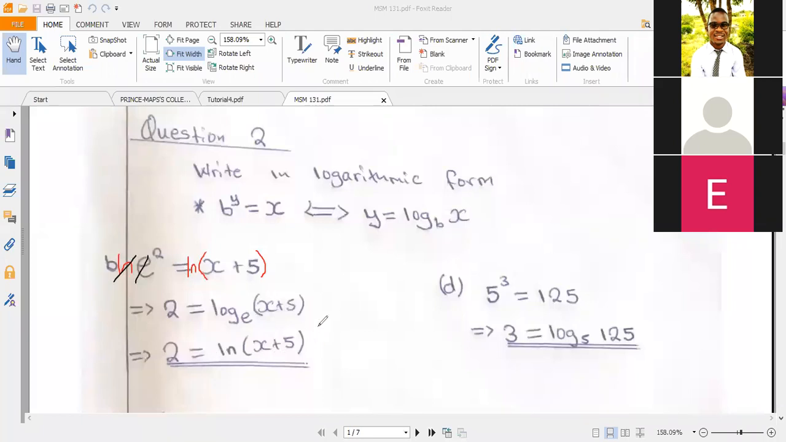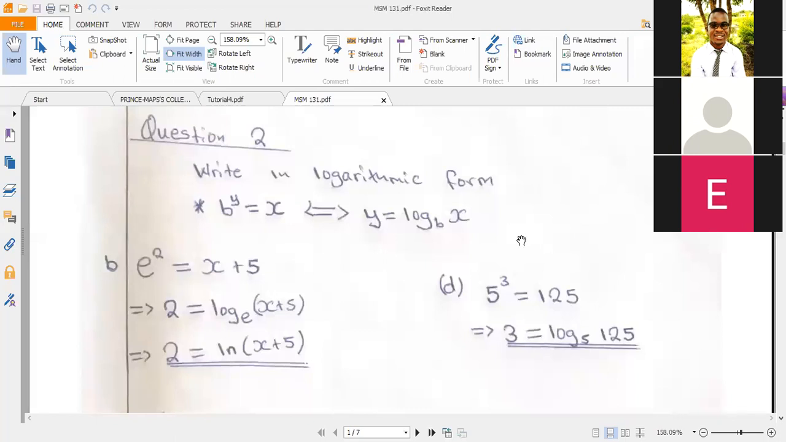So whichever is okay with you, you can introduce it. You can either introduce log or you can introduce ln, and you still come out with a very good answer, which is correct at the end of the day. So that's the way to go with those types of questions.